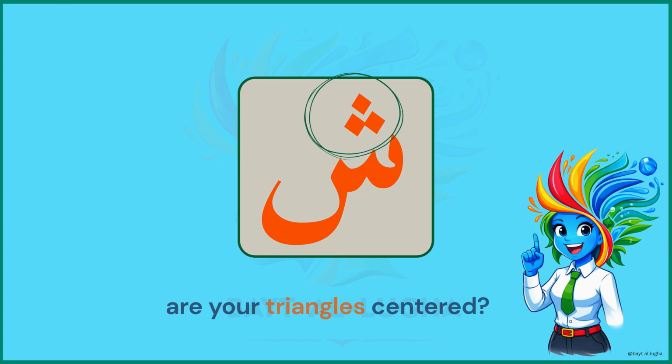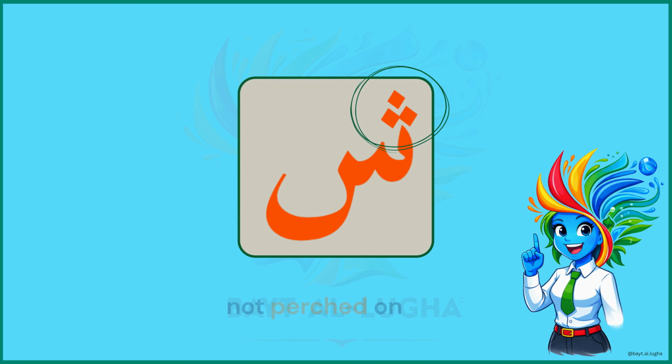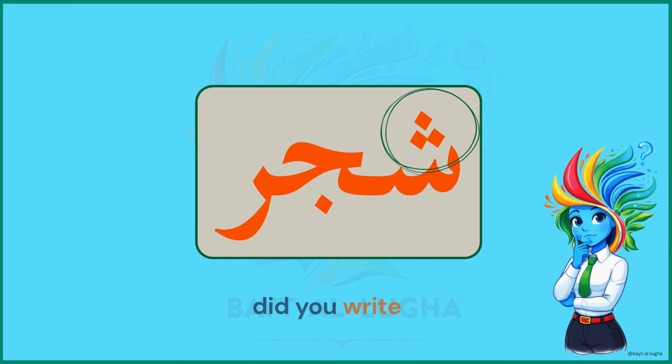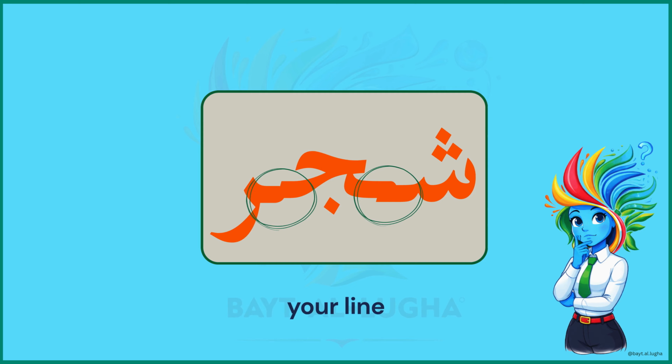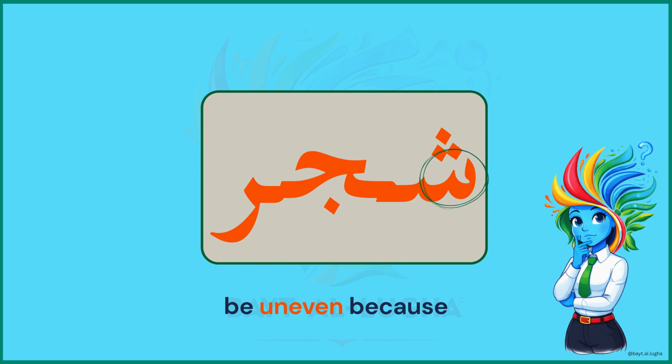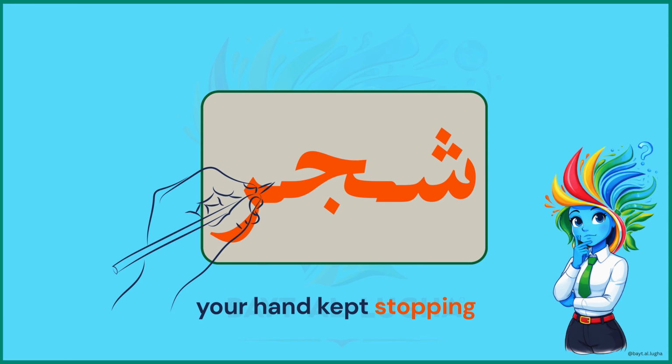Question 4. Are your triangles centered? Not slightly left, not perched on the first tooth. Question 5. Did you write the dots last? You will know. If you were dotting each letter as you went, your line will look slightly jerked and your teeth will be uneven because your hand kept stopping.